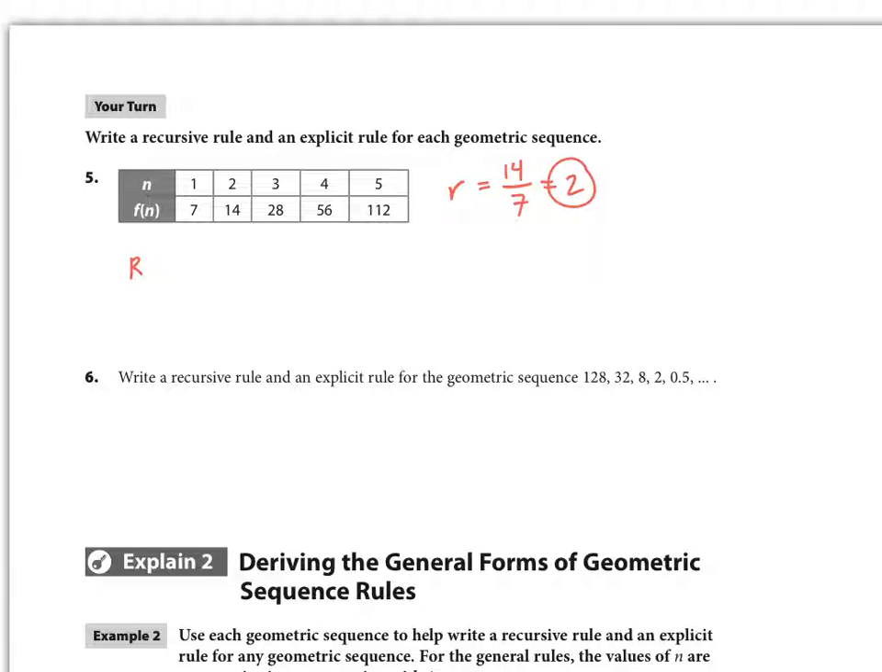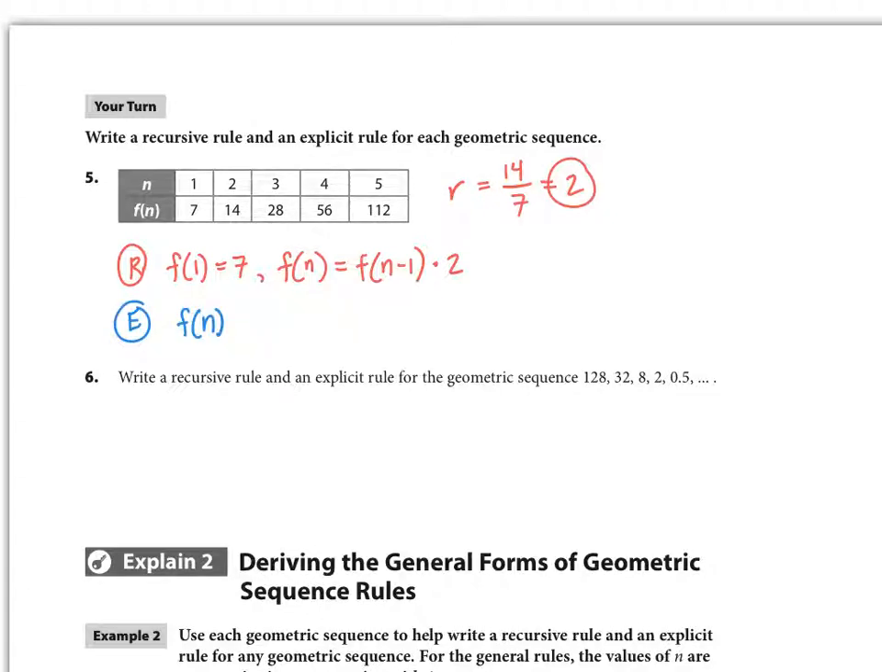Here's our recursive rule. I'm going to just use the letter R. That's recursive. F of 1 means the first term. What's the first term? 7. F of n. All right, now we're going to write down how do we get all the other terms? Well, we take the previous one, that's this, f of n minus 1, and we multiply by 2. That's it. We're done.